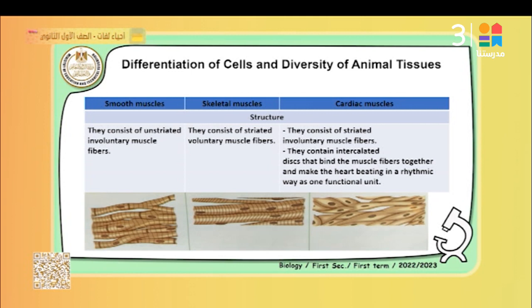The third and last type is cardiac muscle. They consist of striated involuntary muscle, without control. It is controlled through the nervous system. Involuntary muscle fibers. They contain intercalated discs that connect the muscle fibers together, and they make the heart beat in a rhythmic way as a functional unit. So the rhythm of the heartbeat originates from the heart tissue itself. Why? Because it is made spontaneously.